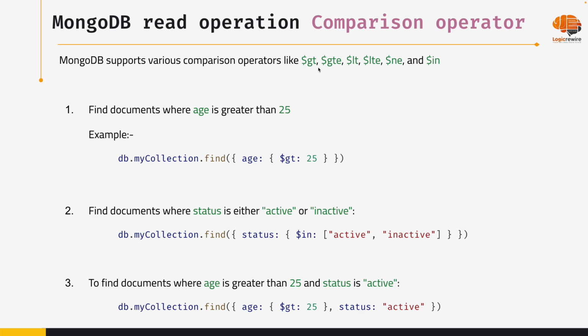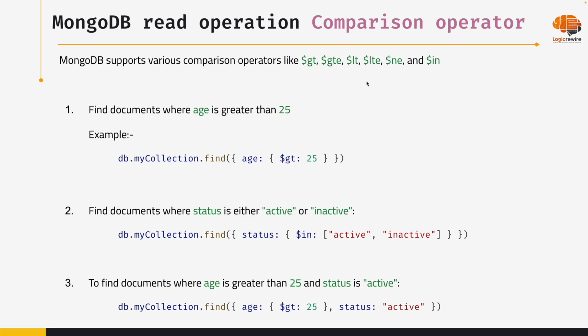These are the comparison operators like $gt, which is greater than, $gte, greater than or equal to, less than or equal to, not equal to, and $in. These are all the operators we can use inside find to filter the data directly.